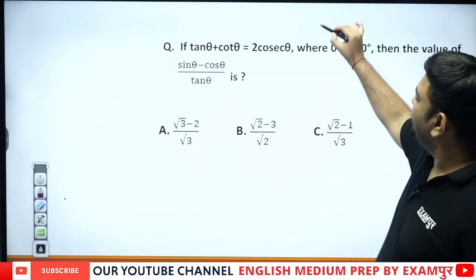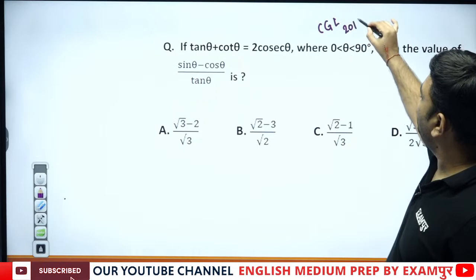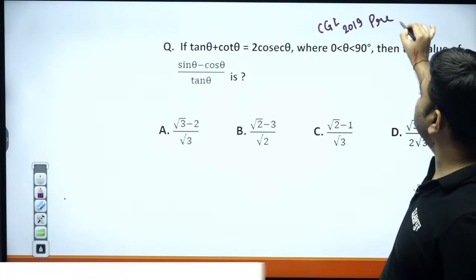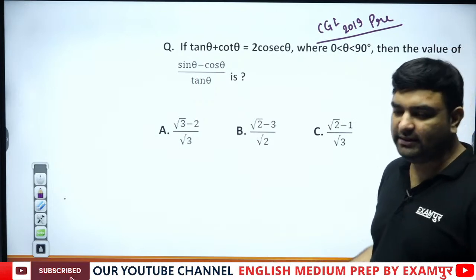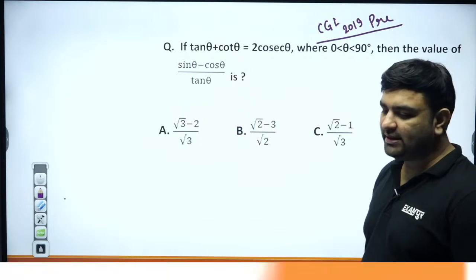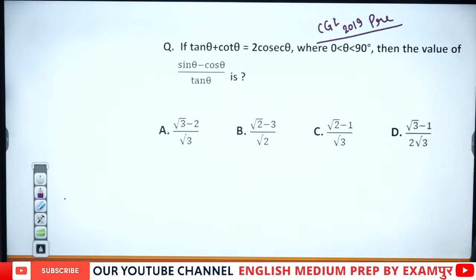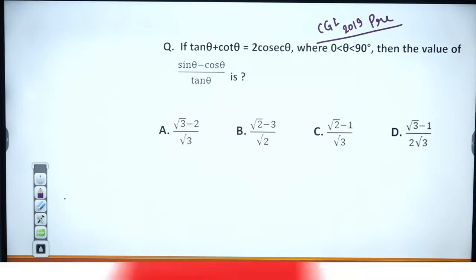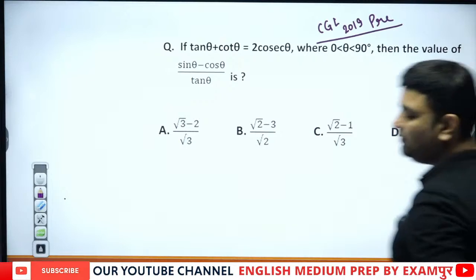This was in CGL 2019 pre. A lot of questions like this are coming these days, guys. A huge increase in these questions.